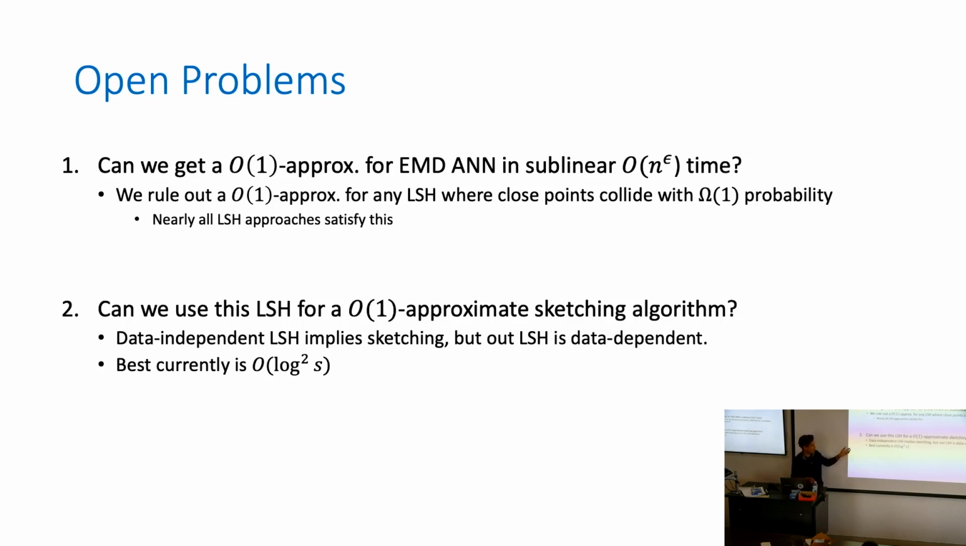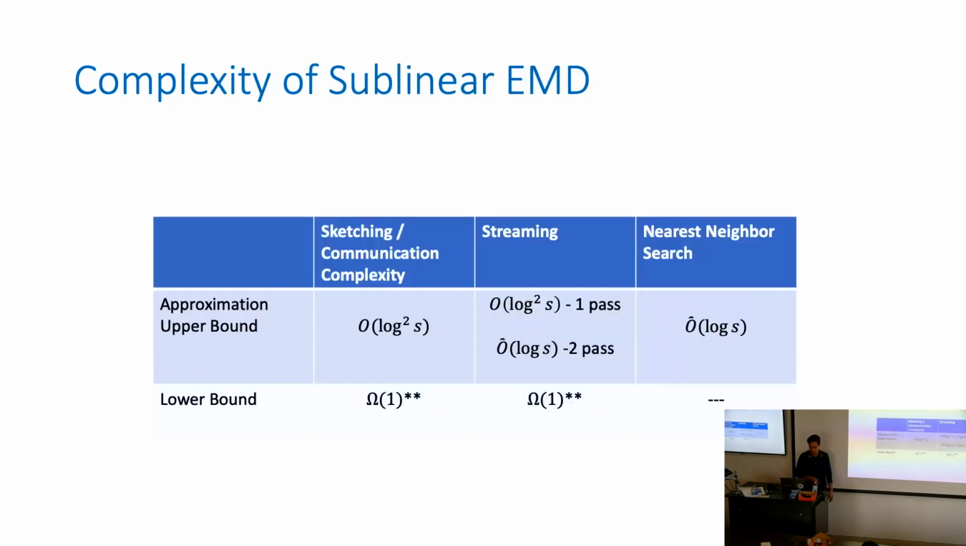So we had some new ideas here, but they're not actually enough yet to solve the sketching problem. And so for sketching, still the best we know is a log squared S, with a lower bound that's for some constant, but you could hope for a much better lower bound. For streaming algorithms, you can now get a log S approximation in 2 passes, because it turns out with this data dependent thing, you can estimate the weights on one pass and then estimate the cost on the second pass. But for one pass, we still don't know how to do it. And then now we can get a log S for nearest neighbor search. So we're working our way there, but there's still large gaps.